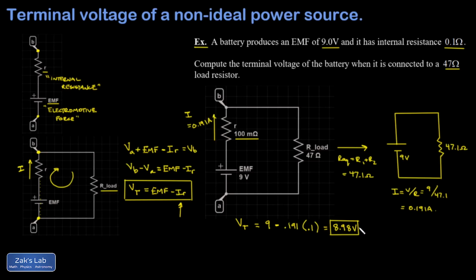So again, anytime you have a battery that's actually running a current through a circuit, the terminal voltage on that battery is going to be less than what it is if it's not connected. And the bigger the current that you're running through the battery, the bigger the drop over that internal resistance. So the terminal voltage is going to drop.